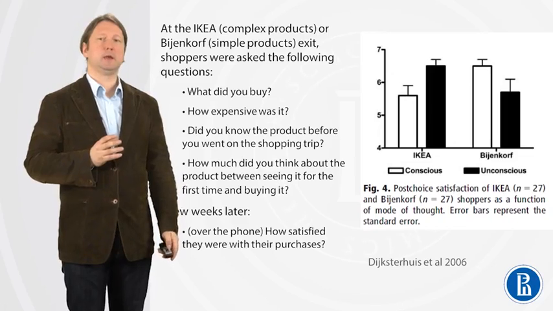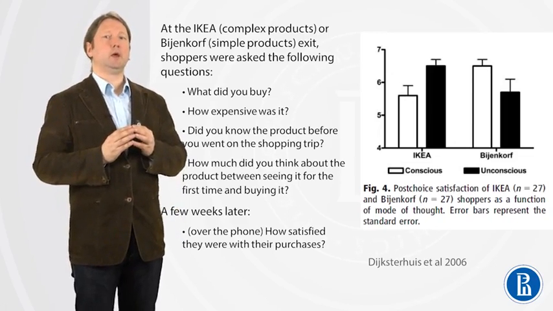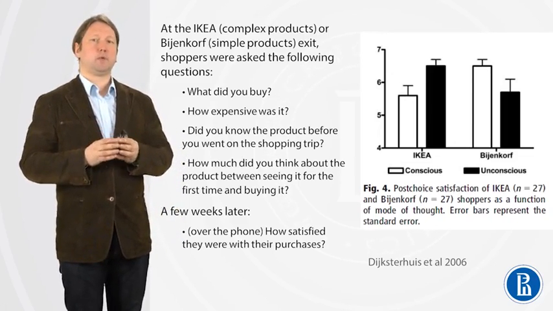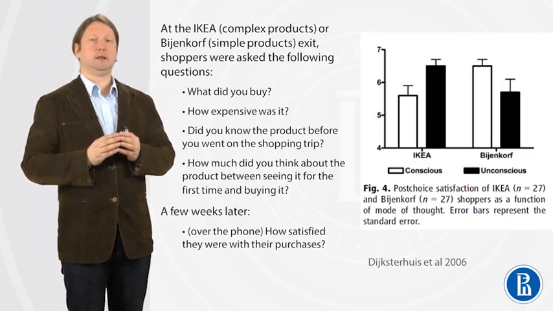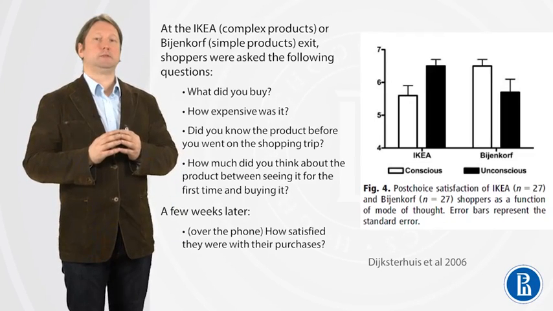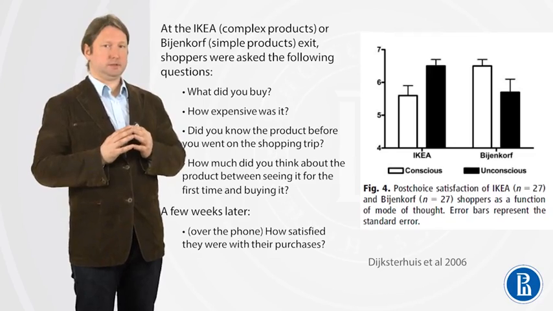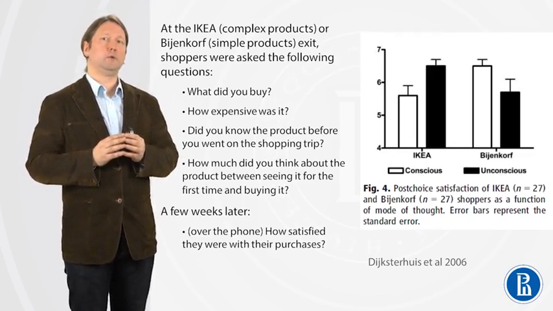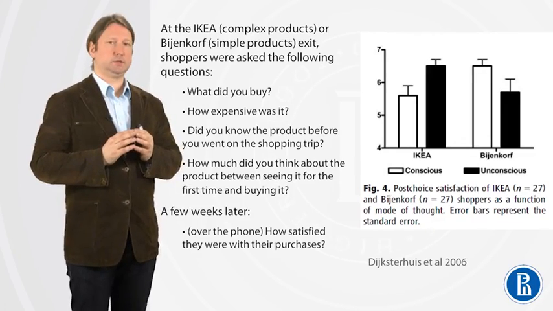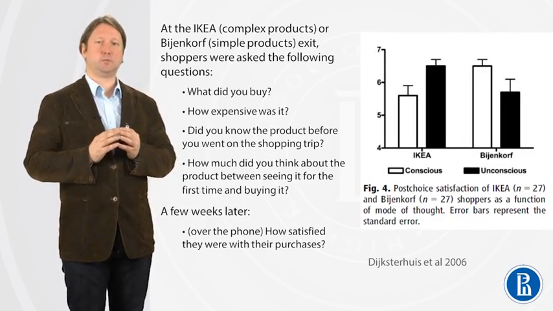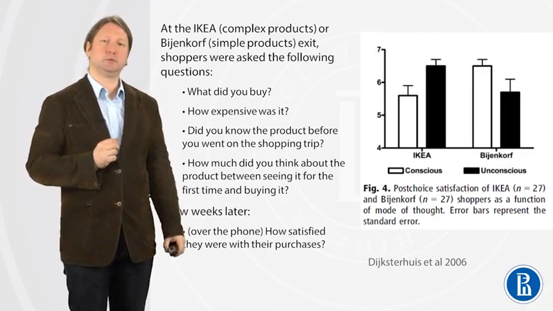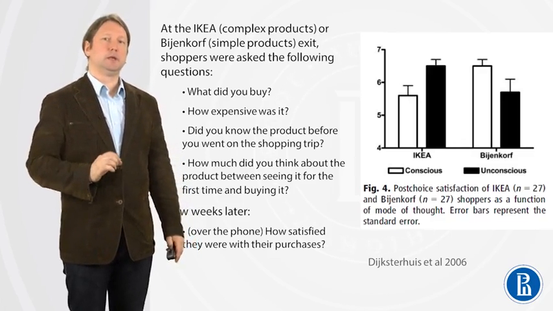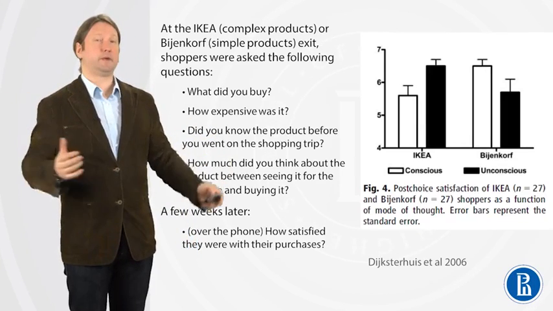And once again, we see here the same trend. When shoppers made more complex decisions in IKEA, they were more satisfied if they didn't think a lot about their decisions. And this pattern was reversed for the Bijenkorf, where subjects make simpler decisions. So overall, system 1 can be superior to system 2 in certain contexts, particularly when we deal with very complex information.